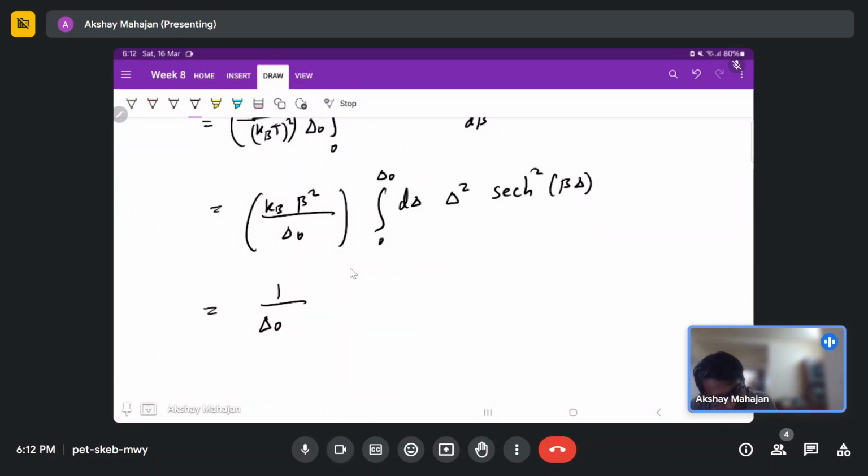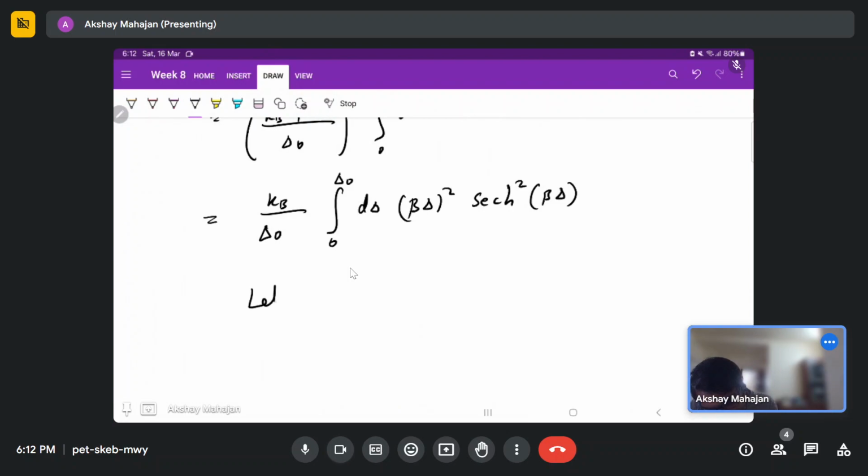Okay, now just take this, so I will take kb by delta naught here, 0 to delta naught d delta, take this beta delta inside the integral, maybe we have beta delta and a sec hyperbolic square beta delta. Now let this beta delta be equal to some x. So we will have d delta equal to dx by beta.